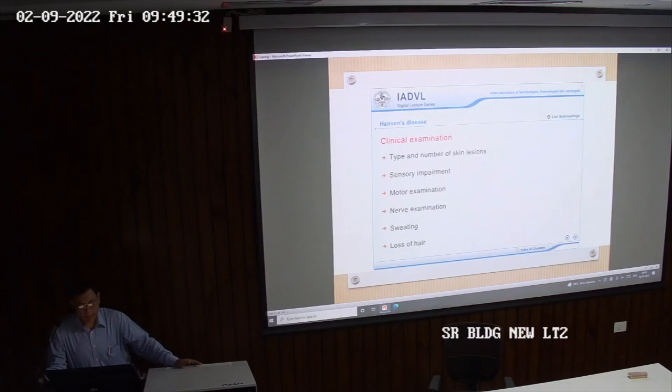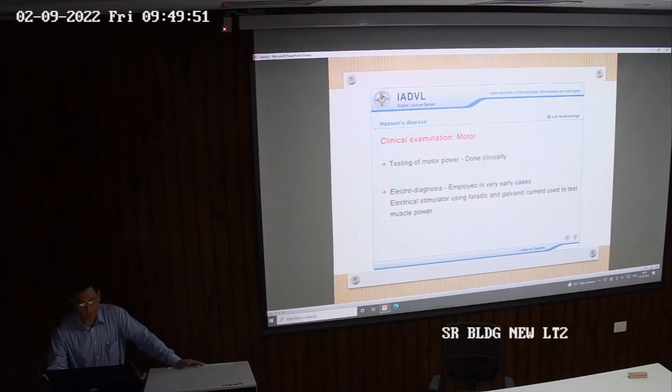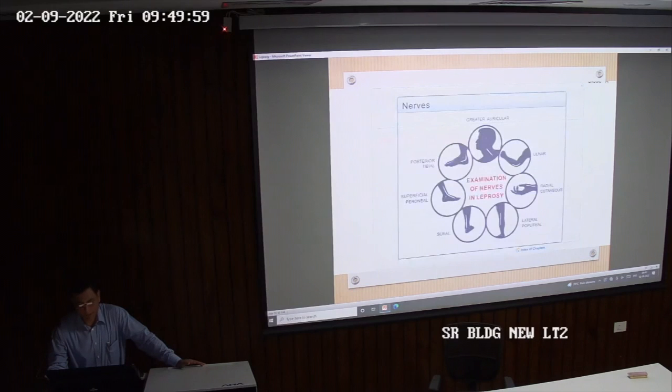Clinical examination: type and number of skin lesions, sensory impairment. You will see the sensations and see it, glove and stocking anesthesia. Motor examination you will do. Then sweating you will see. Sweating is also impaired in cases of leprosy, and loss of hair is also there. Touch sensation, temperature sensation, pain sensation. Testing of motor is done clinically, you have to do that. Electrodiagnosis is employed early by electrical stimulation, will not go deep into it.